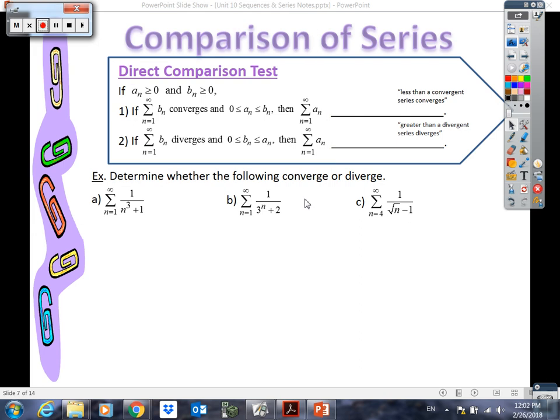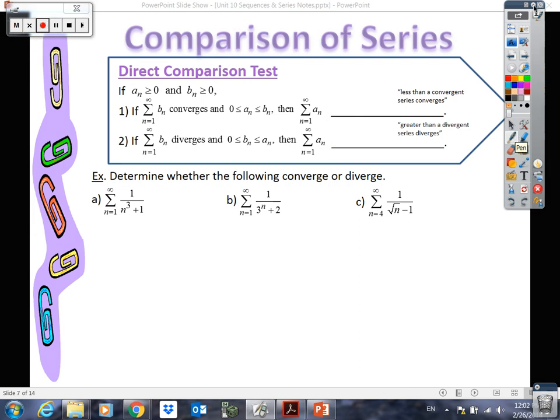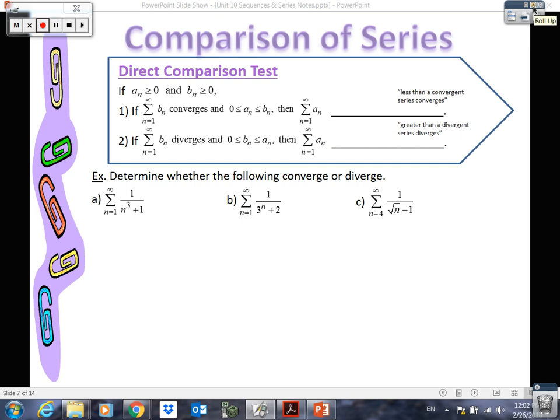Okay guys, let's take a look at today's lesson. We're actually going to be adding on two more tests. We're going to be looking at the direct comparison test and the limit comparison test. So the direct comparison test, let's actually talk about that one first.